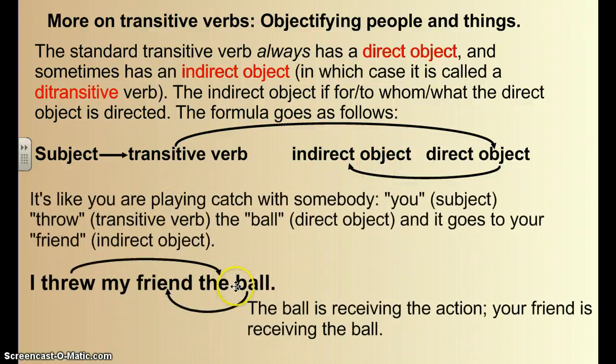So if you're playing catch with somebody, you, being the subject, throw, a transitive verb, the ball, which is your direct object. The ball is receiving the action, to your friend. Your friend is not receiving the action, they're receiving the ball. So: I threw my friend the ball. In this case, again, the action is being completed to the ball, not to the friend.